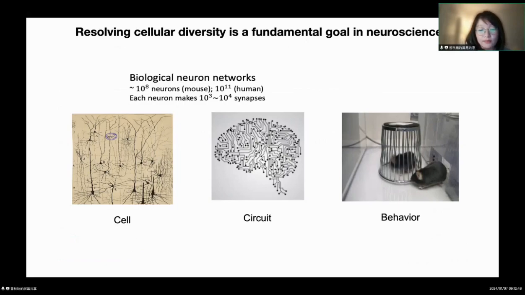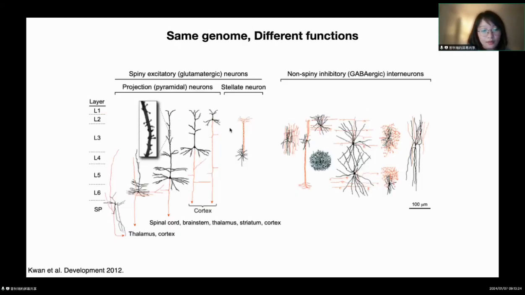When people study neuroscience, there are many levels, from the very basic cell to the neural circuit, and from the neural circuit to the behavior. Trying to understand cellular diversity is a very fundamental goal in neuroscience, but the cells in the brain are very complex. For instance, the mouse brain alone contains 1 billion neurons, and each neuron contains at least 1,000 synapses.